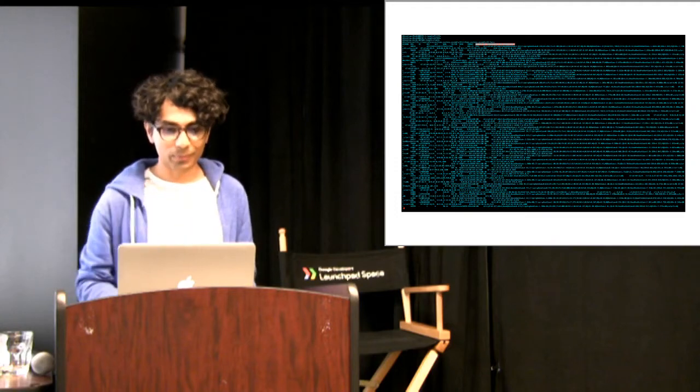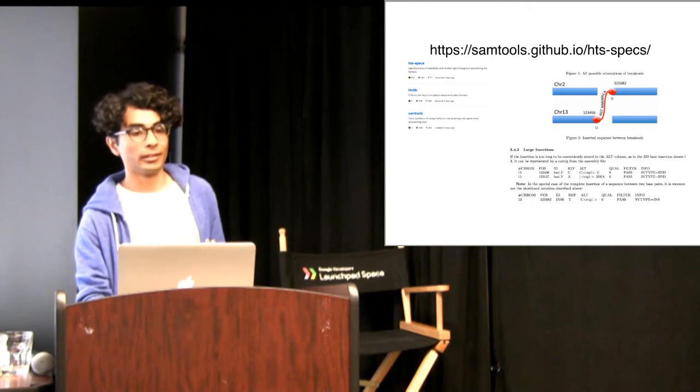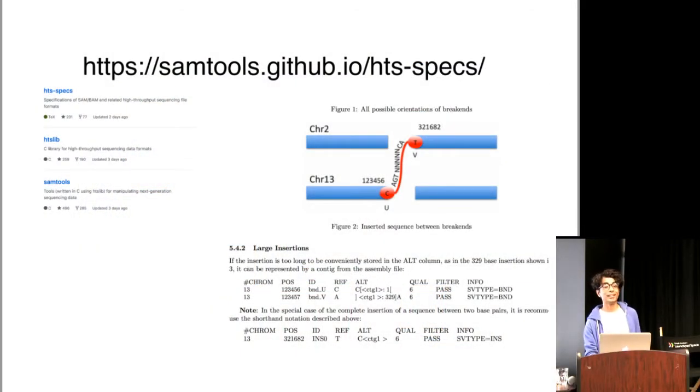Next one. All right, so the file specifications. Go here, you're gonna get the file specifications that you need. HTS means high throughput sequencing, which is actually what we're doing here. We're doing HTS stuff. And these are 3 things that should be important to you. HTS specs, if you go there, you're gonna get all the file specifications for SAM files, BAM files, also VCF files. HTSlib is a C library for high throughput sequencing data formats. That's what you're dealing with here.